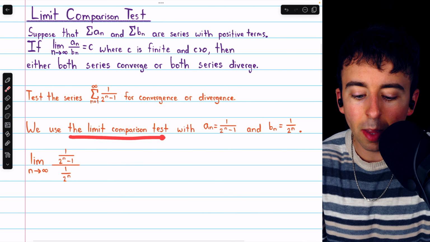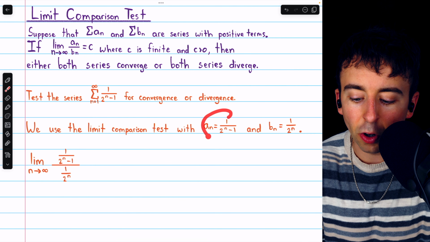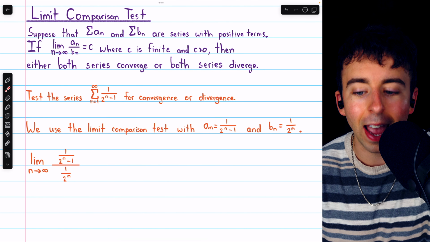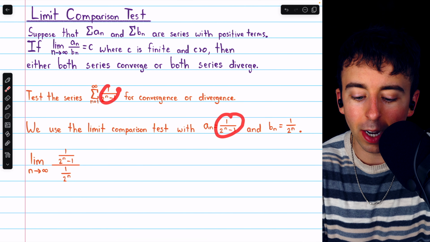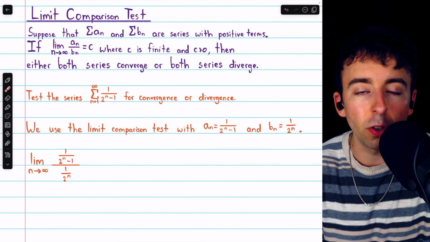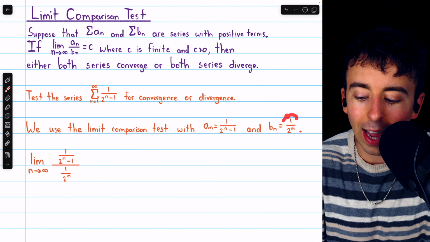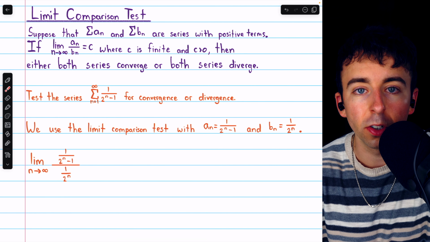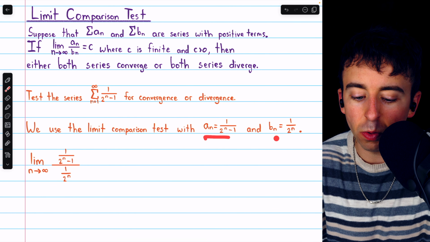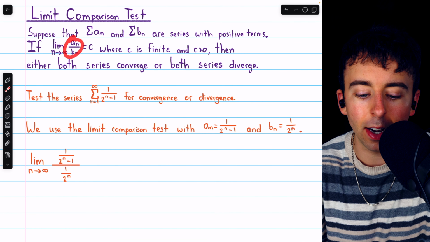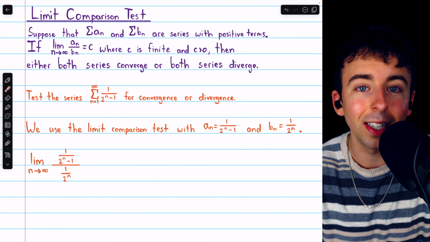So proceeding with the limit comparison test, we need the terms of our series. We'll call those an. That's 1 over 2 to the n minus 1. And then we need a series to compare to. And we're going to consider the geometric series adding up the terms 1 over 2 to the n. So those are the two sequences, an and bn, from the statement of the test.